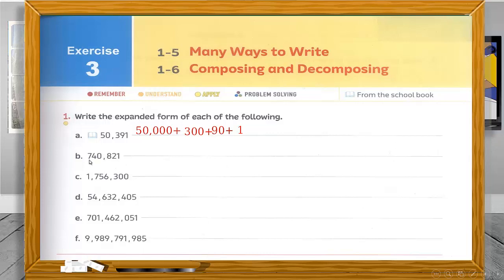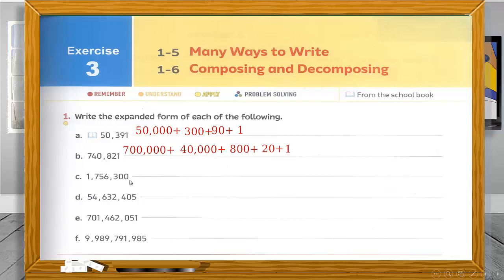740,821. In the highest place we have 7. You should write 7 and 5 zeros because we have 5 digits here. 700,000, and 4 in which place? 4 in the 10,000 place. So write 40,000. Here in the 1,000 place, nothing, because zero is not needed in expanded form. So go to the next place. In the next place we have 800. In the tens place we have 20. In the ones place we have 1. Write 1.